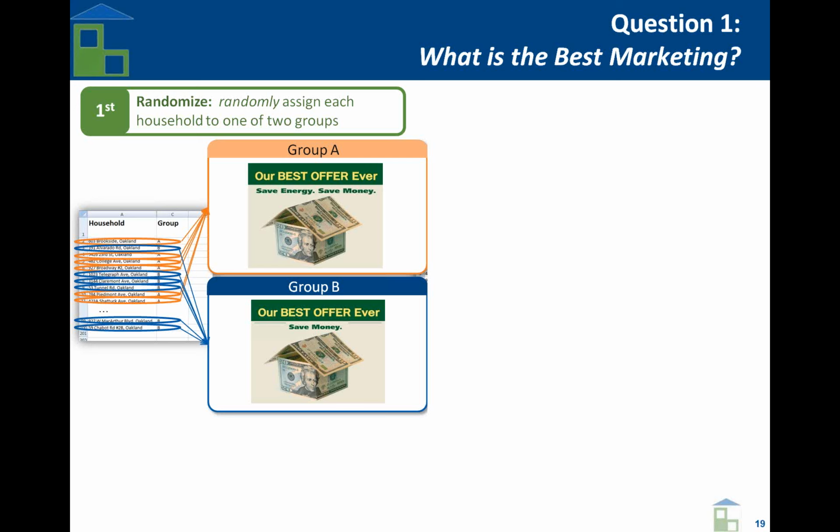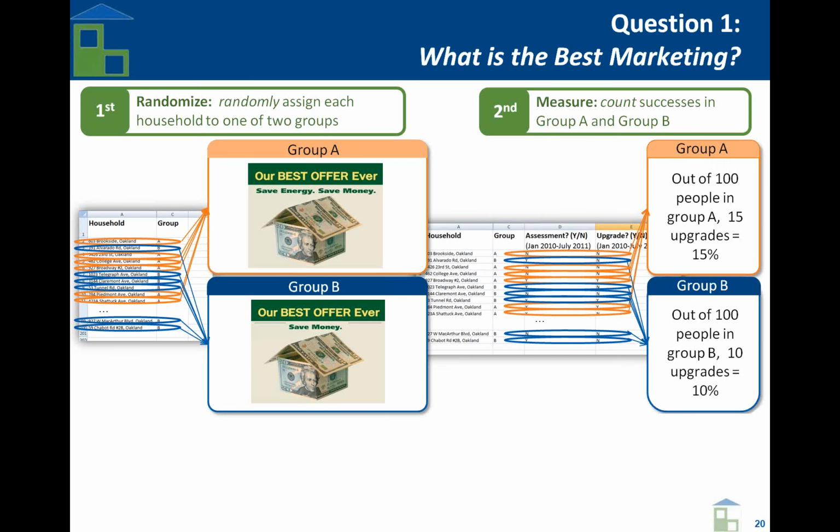Okay, so suppose that you wanted to test whether it's better to send people letters that say save energy and save money, or whether it's better to just focus on the money part and just say save money. So step one is to get your randomly assigned groups A and B, and then give group A one type of letter and give group B the other type of letter. Step two is to just count the number of successes. Out of 100 households in group A, 15 households got upgrades, which is 15%. And in group B, 10 households got upgrades, so that's 10%.